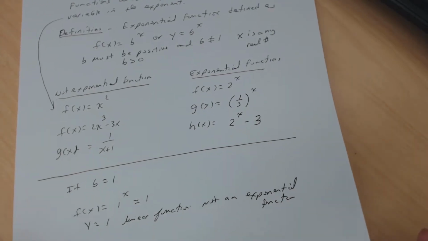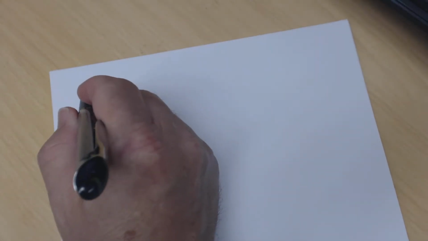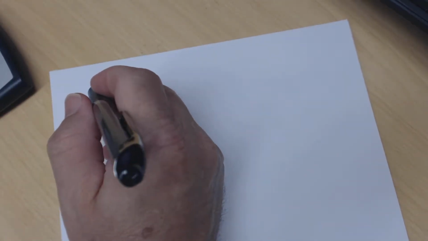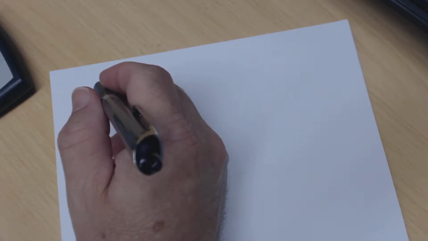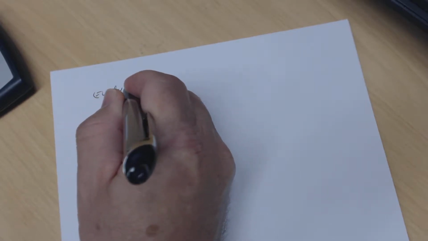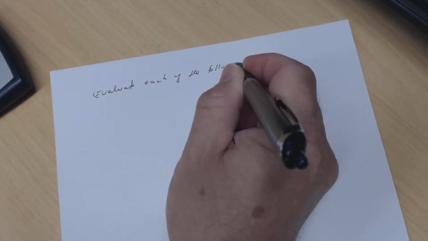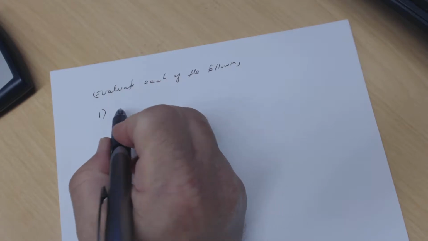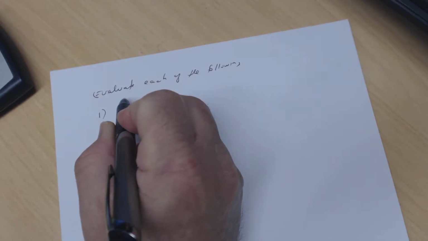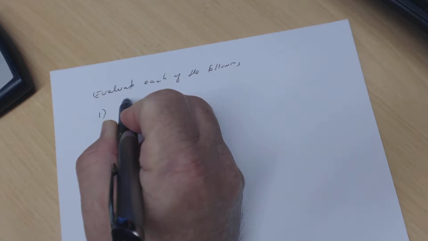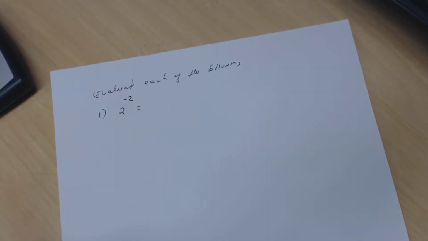Okay, so let's talk about that. Let's go to using a calculator right now. So make sure you can use your calculator with these, because when you graph these exponential functions, a calculator does become helpful. All right, so let's evaluate each of the following functions. Okay, number 1, let's start easy. Let's just say we had 2 to the negative second power.